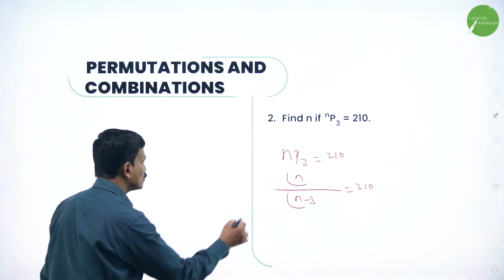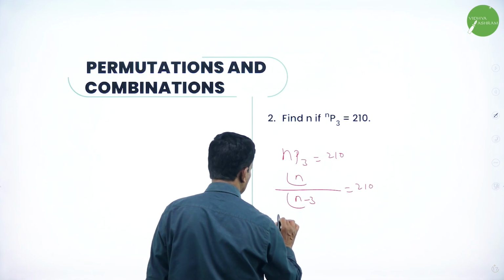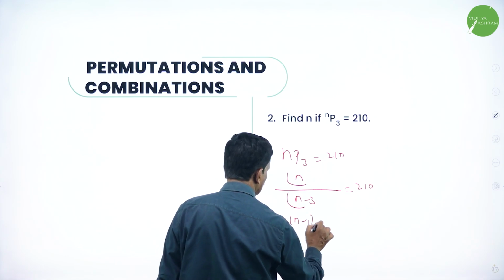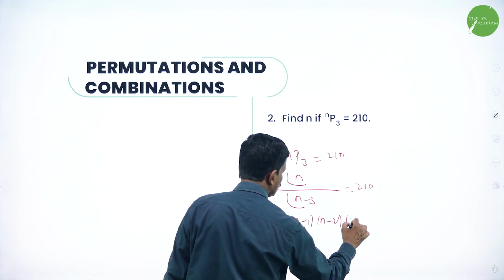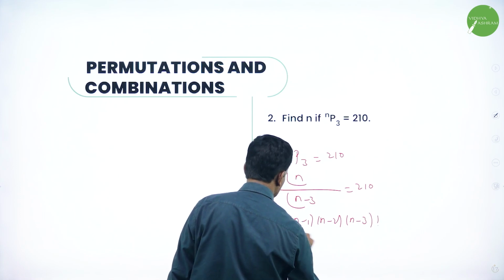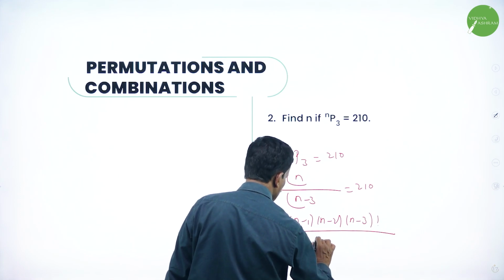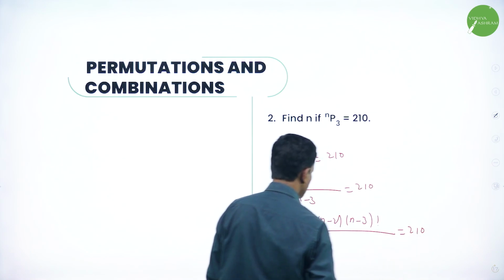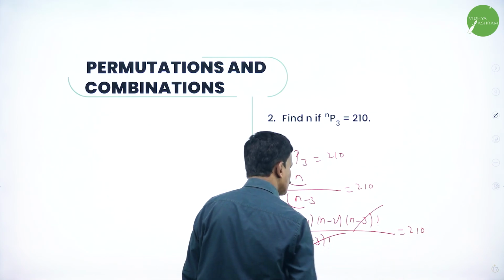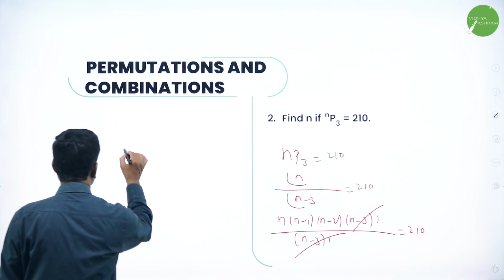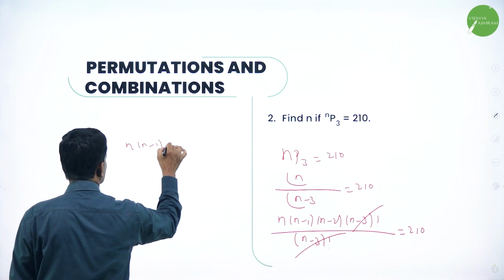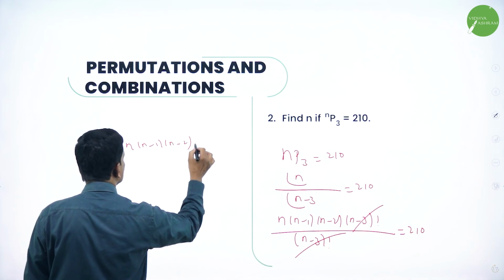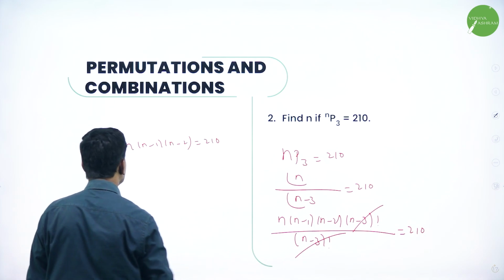Now what is this equal to? n factorial means n into n minus 1, n minus 2 into n minus 3 factorial, divided by the denominator n minus 3 factorial, is equal to 210. The n minus 3 factorial gets cancelled. What is left over is n into n minus 1 into n minus 2 is equal to 210.